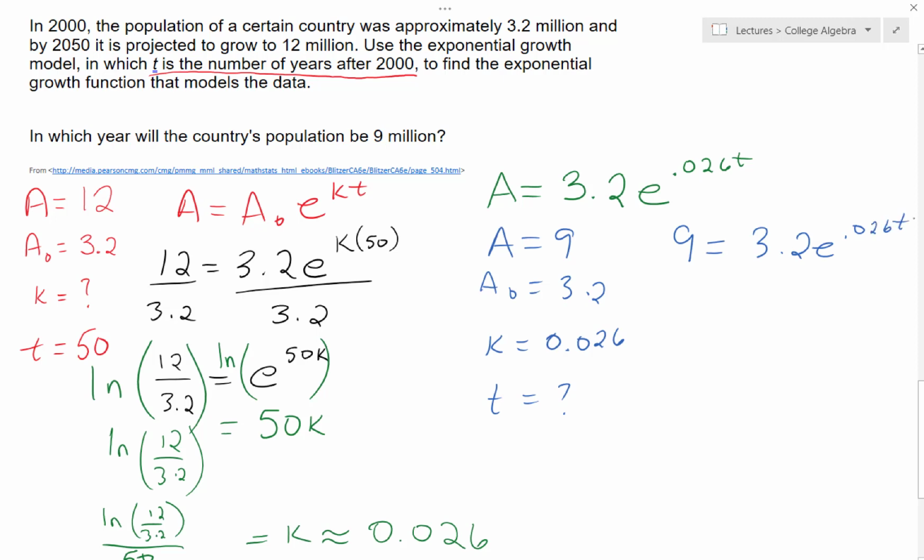And so I once again have an equation, but this time instead of solving for k, I'm solving for t. But they're in the same place, so it's basically the same steps. We don't have to do anything new here. So I'm going to do this a little quickly, but it's a video, so if I go too fast, just slow it down. But I could divide by 3.2. And so then I have 9 divided by 3.2 is equal to e to the 0.026t.